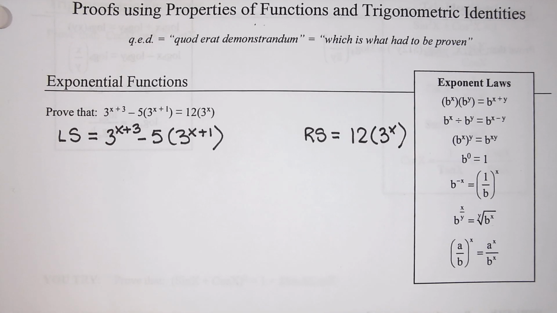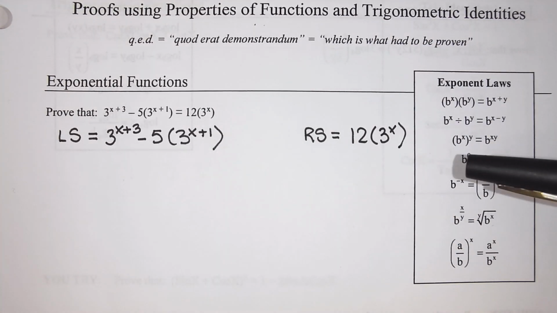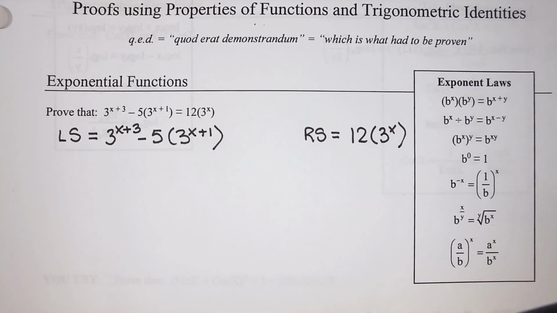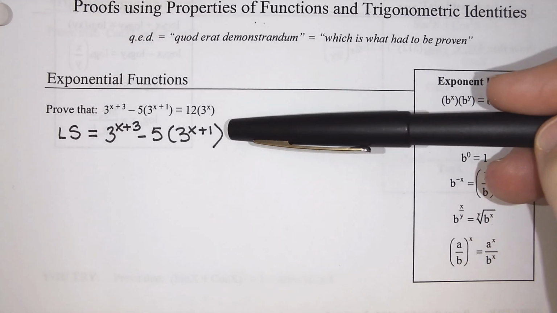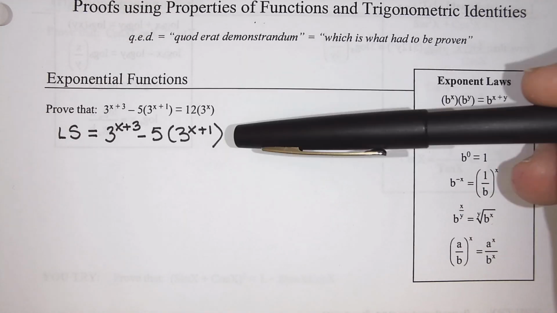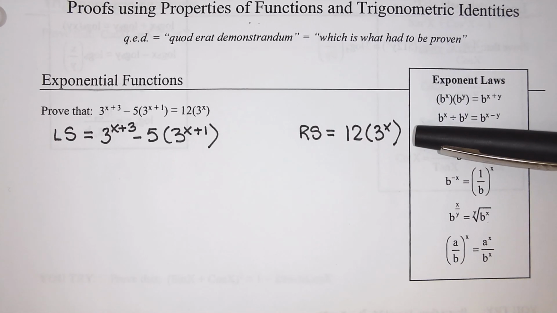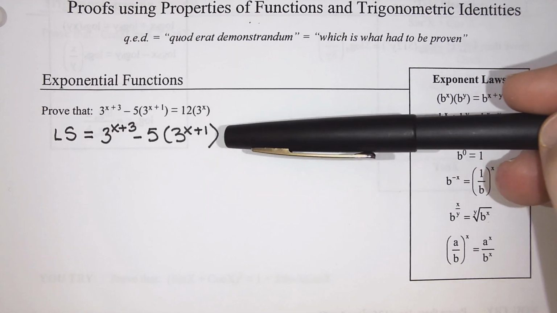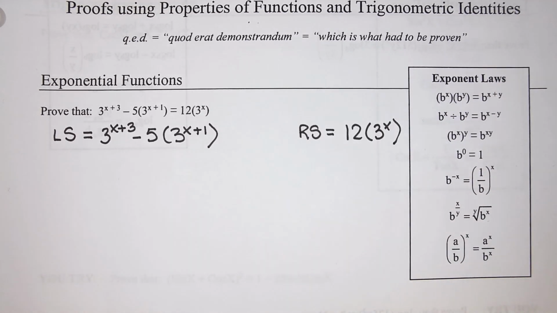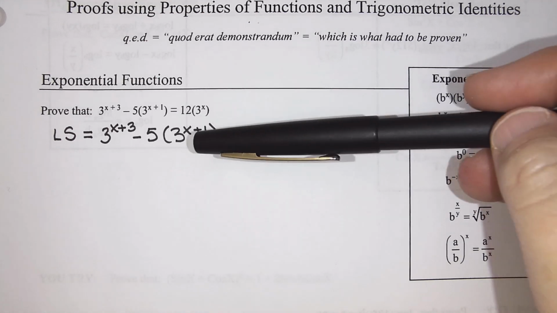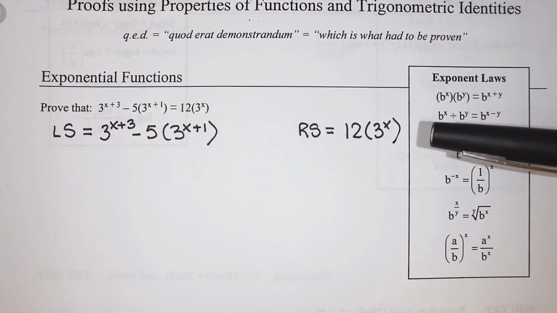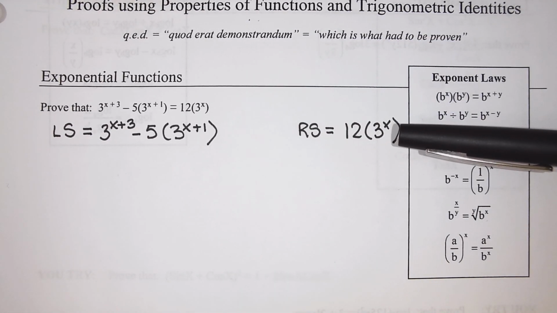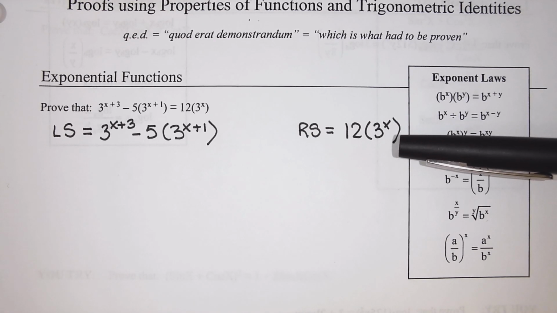So what I like to do before I start doing anything is just try to see if I can compare and notice anything about the 2 sides. So if I look at the left side and the right side, I notice left side has 2 terms, right side has 1. So somehow we're going to have to try to combine those 2 terms, right? I also notice they both have powers with bases of 3, but their exponents are different. So obviously something has to happen with the exponents.